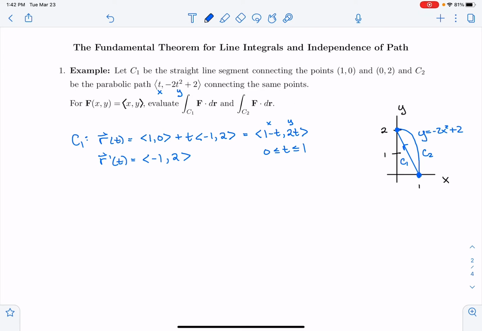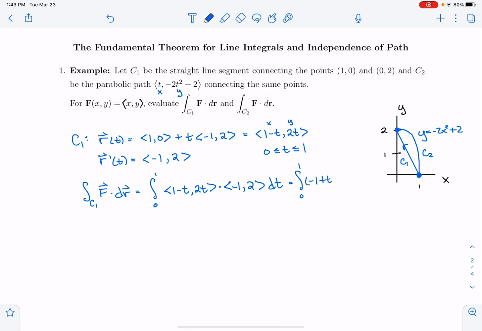Okay, well, we're going to want to integrate over C1 F dot dr. And so F is just a vector field x comma y. So x is 1 minus t, y is 2t. So we want to integrate that from 0 to 1, and we're going to dot that with r prime, which is negative 1, 2. We want to integrate dt. Well, if we perform the dot product, that's the integral from 0 to 1 of negative 1 plus t plus 4t. So we're going to integrate from 0 to 1 the function 5t minus 1 dt.